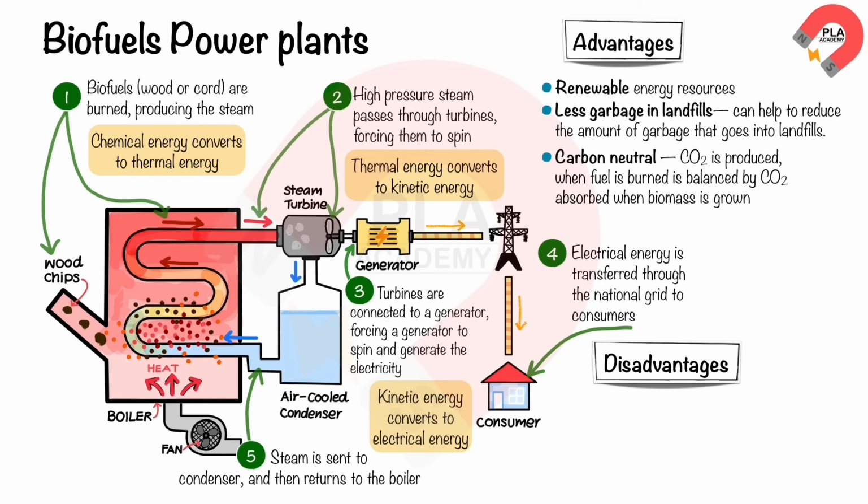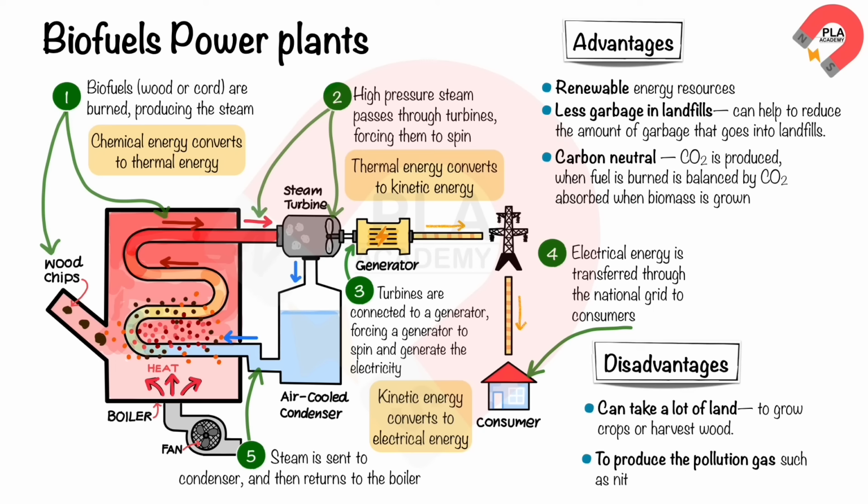Here are some of the disadvantages of biomass power plants. Can take a lot of land. Biomass power plants can require a lot of land to grow crops or harvest wood. Not entirely clean. Biomass power plants can still produce some emissions, such as nitrogen oxides and sulfur dioxide.